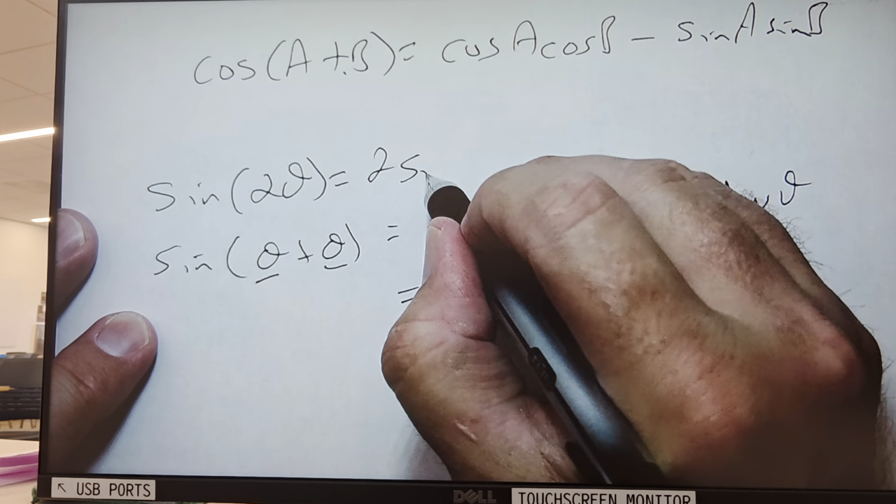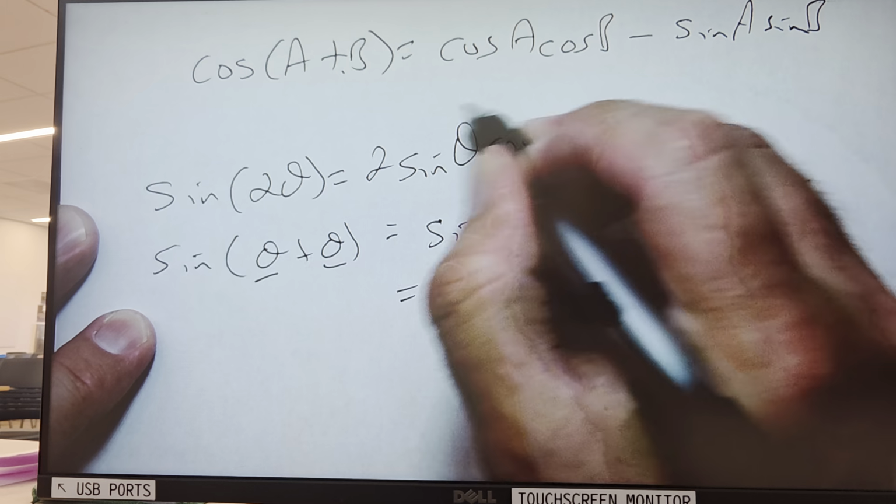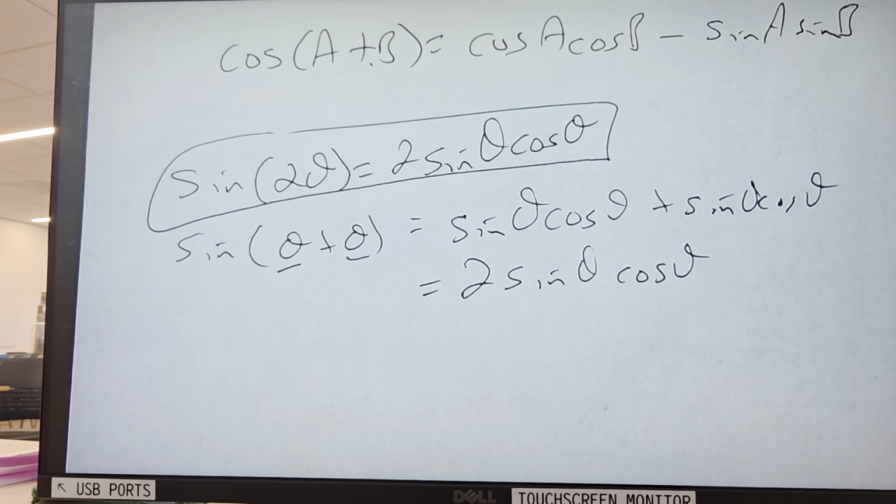So this is a big time identity. You'll find that on that green sheet. That will show up sometimes. This one leads to the double angle for cosine, which leads to the half angle formula, which is going to show up a lot.